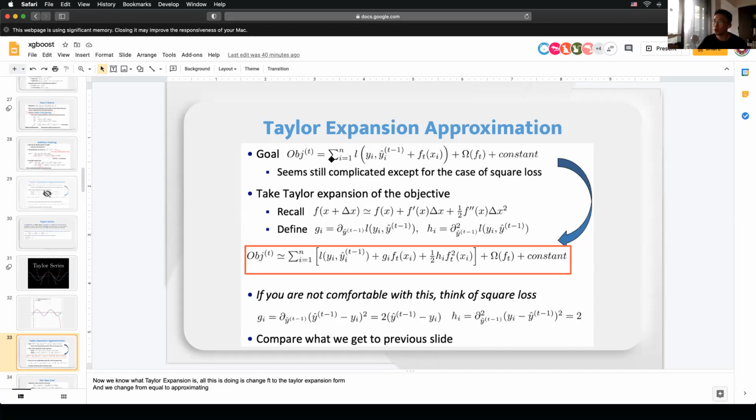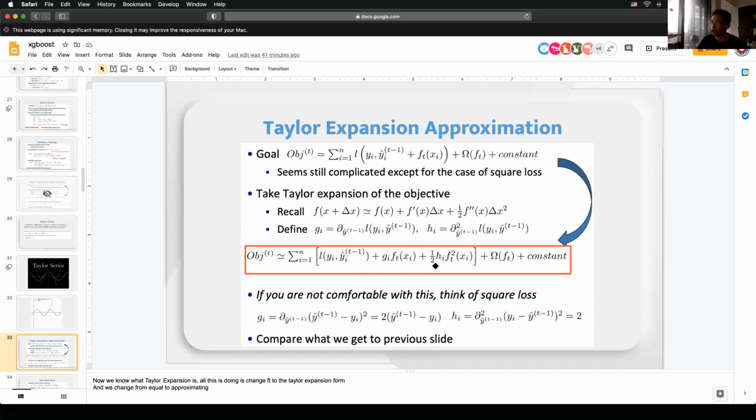Now this objective function with these newly introduced variables can be rewritten in this way. Let's read this through from left to right. Now instead of equal, we are saying approximately, still looping from 1 to n. The loss we keep the same: it is defined by our previous step prediction and the given result, plus this new gi times ft, where ft is the new tree that we construct in this round, and also one half of hi, the second order derivative information, times ft squared. And then we add the regularization term and the constant.